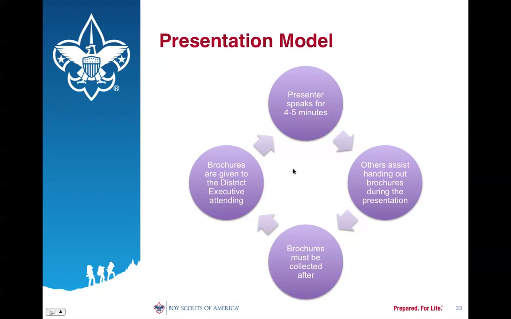From another presentation model, when you're presenting, keep it short, 4 to 5 minutes. Again, we want to empower the leaders in that unit to make that discussion available with their parents. We want others to assist in handing out brochures during the presentation, and afterwards you want to make sure you have those brochures collected and given to the district executive attending that meeting.